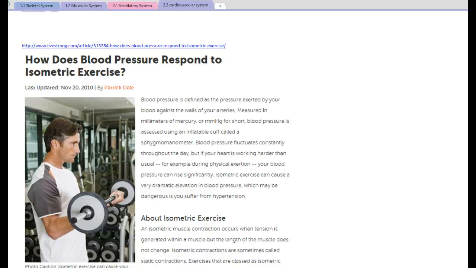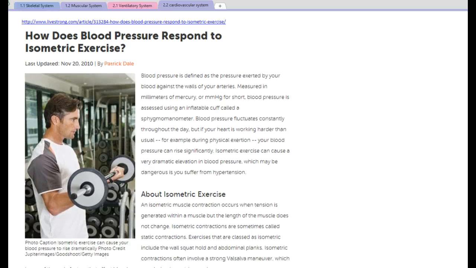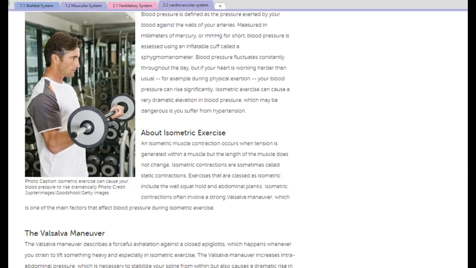Now, this is a really nice article from Livestrong that looks at in a little bit more detail why isometric contractions, so they're contractions where our length of muscle doesn't change while it's exerting a force.